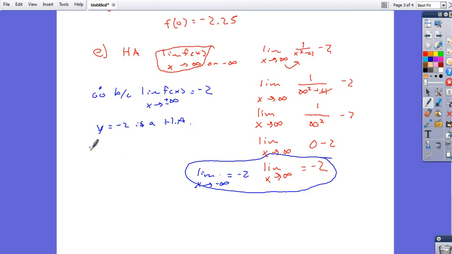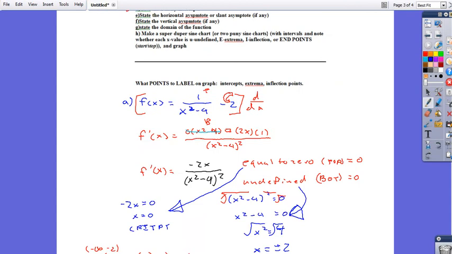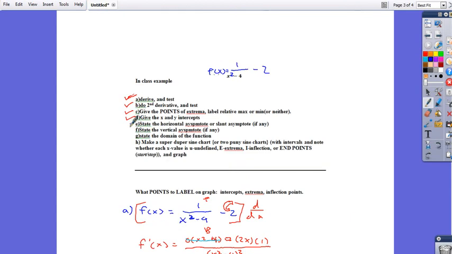Alright, cool beans. There you go. Moving on, we found our horizontal asymptote. Now there are no slant asymptotes. Slant asymptotes occur in special cases, and we're not going to worry about that right now.